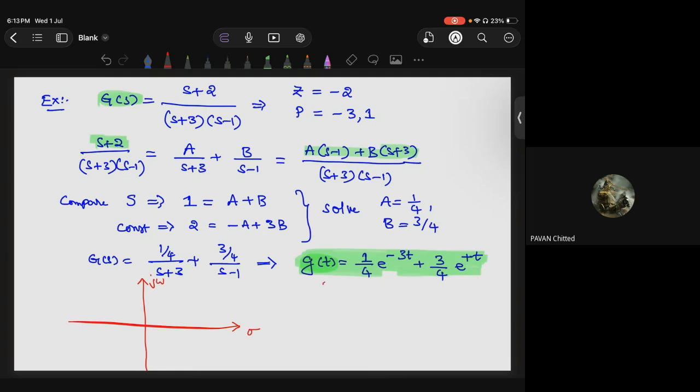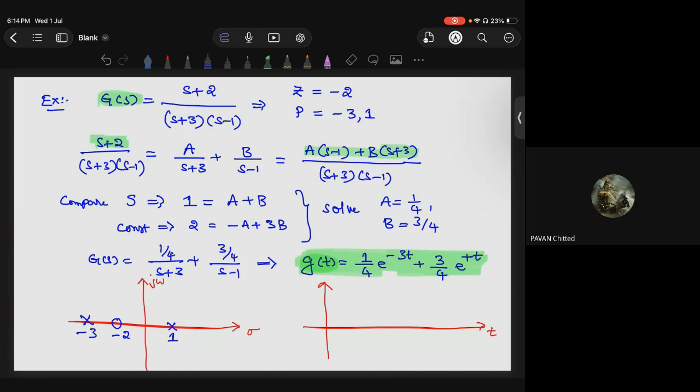And the time domain plot, g of t. Okay. So what are the poles we have? Minus 3, 1. Okay. So minus 3 is this, 1 is this. Am I correct? And a zero at minus 2. Is this correct? Yes. Okay.